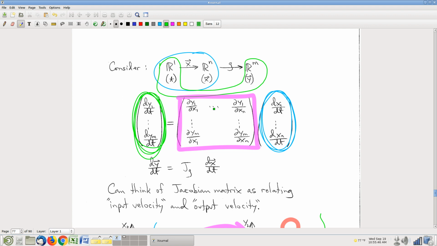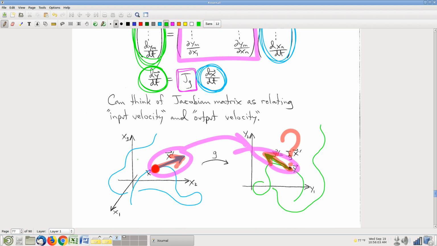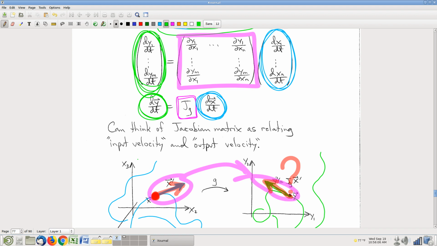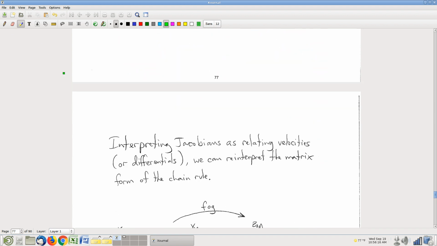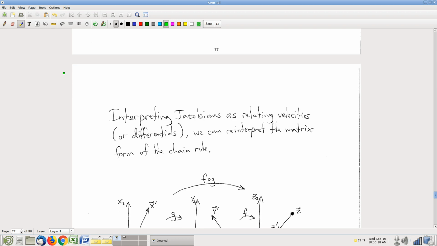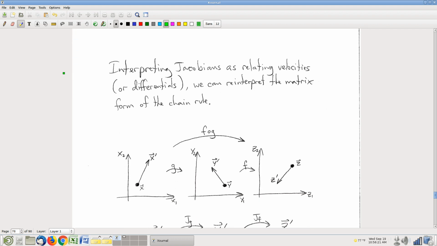So anyway, I'm a big fan. I hope you all will take this seriously, that you should think of the Jacobian matrix as the thing that you multiply by input velocities to get the corresponding output velocities, per that algebra and per this picture. All right. Now, let's re-examine the chain rule.